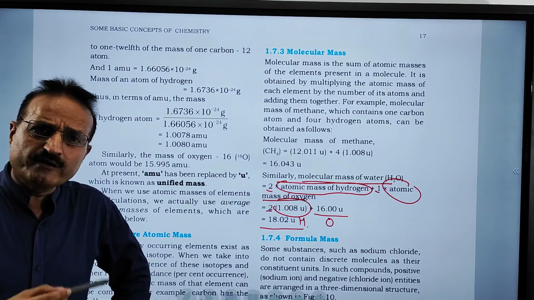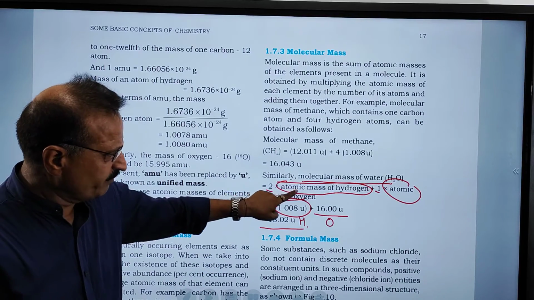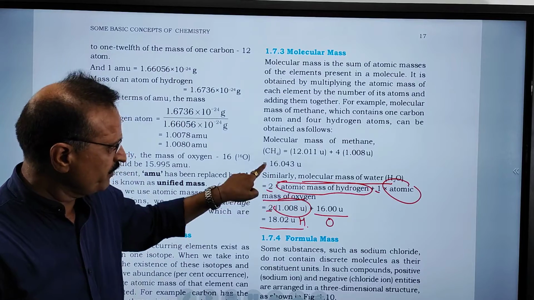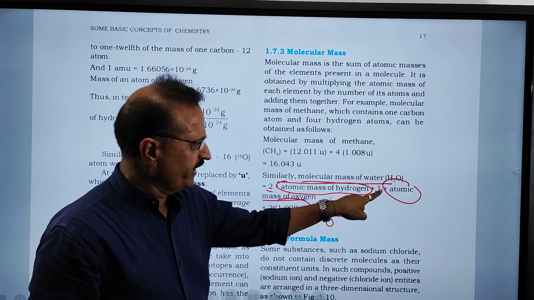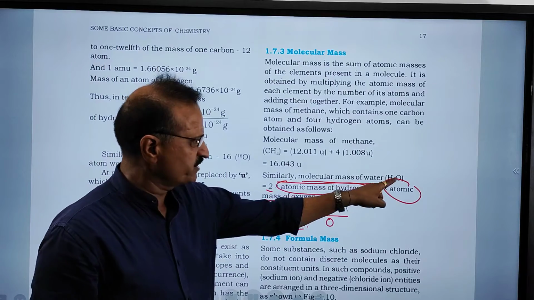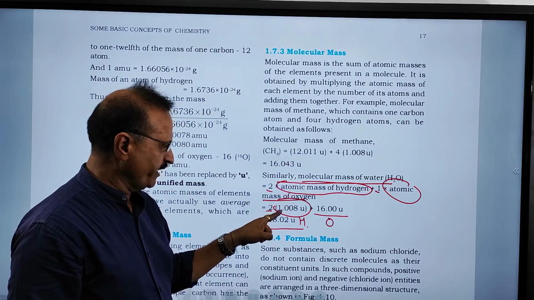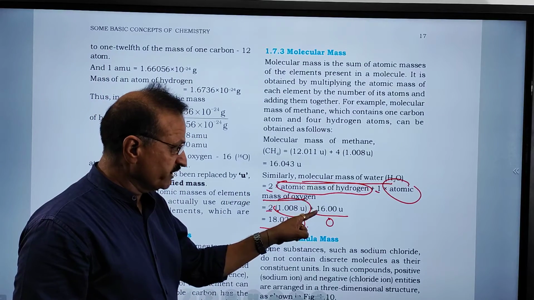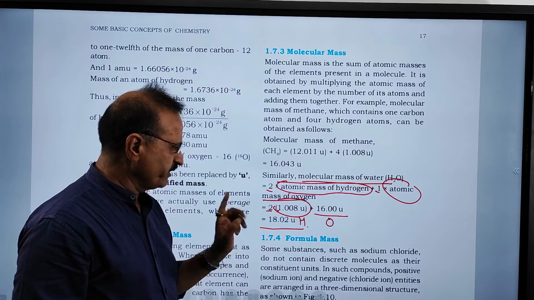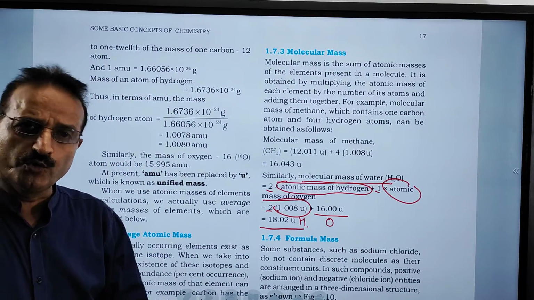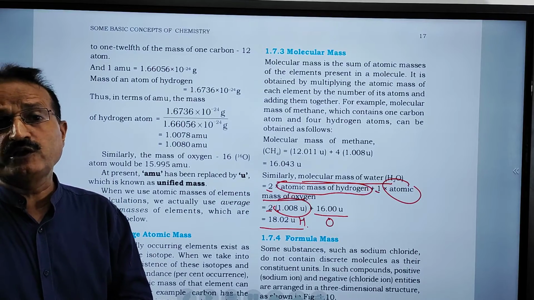So to calculate molecular mass, you must follow this method: 2 into the atomic mass of hydrogen, because in H2O there are 2 H, and 1 into the atomic mass of oxygen, because there is 1 O. So you multiply 2 into 1.008 plus 1 into 16.00. The total molecular mass will be 18.02 U. These are the 2 examples given in your textbook.